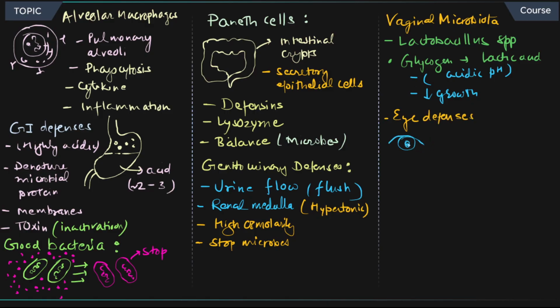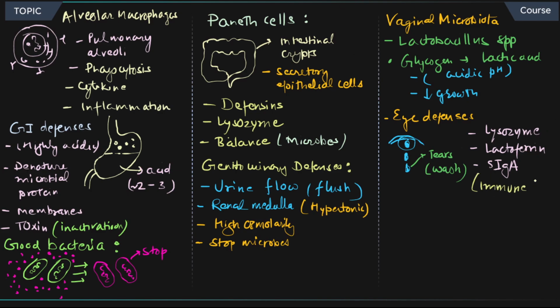Next is eye defense. Our eye produces tears, right? These tears basically wash our eye and protect our eyes from various microbes. They contain lysozyme, lactoferrin, and secretory immunoglobulin A. So you can imagine it's a complete immune soup, which will kill the microbes if they are present. Let's imagine this is a bacterium. They will completely kill the microbes if they are present near our eyes.